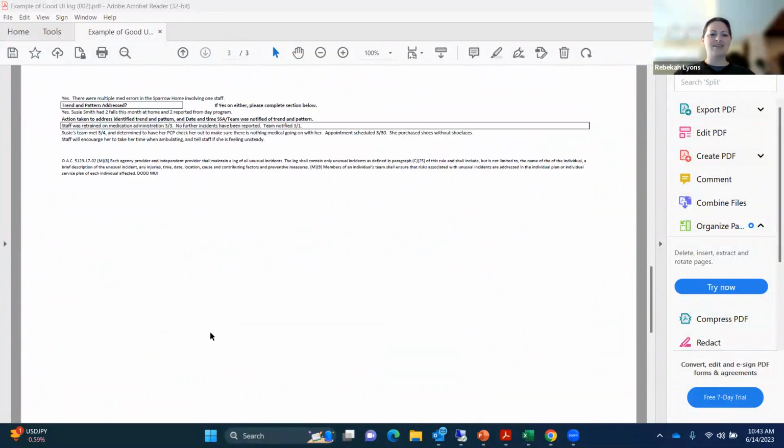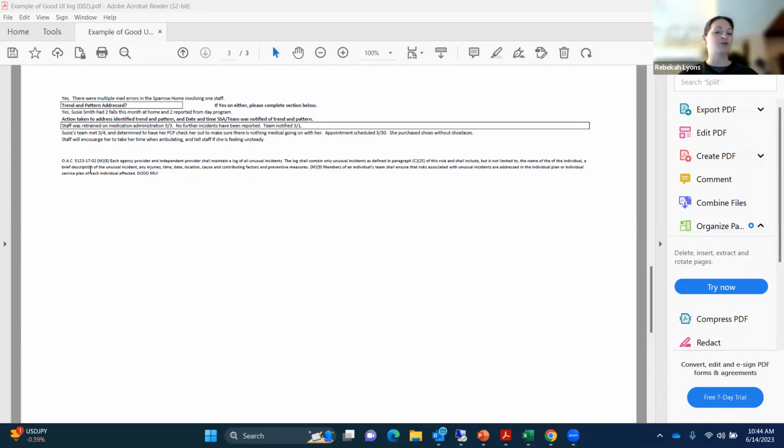And then again, I noted here, yes, there were multiple med errors in the Sparrow home involving one staff. And that action step was that staff was retrained on medication administration 3/3, past tense. No further incidents have been reported, and the team was notified on 3/1. And I also note, yes, Susie Smith had 2 falls at home and 2 at day program. And then to follow up on that, let's see, Susie's team met on 3/4. They determined to have her primary care check her out to make sure there's nothing medical going on.